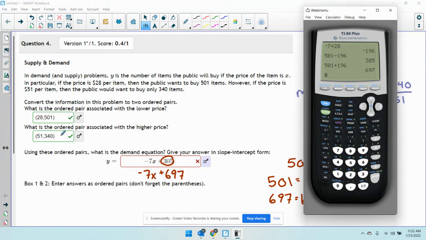Okay, you can use the linear regression procedure. You're just going to plug each of these x, y's into your stat list. So let me clear that out. If you go to stat, edit, clear out everything in there. If I put the x values in here, 28 and 51, and 501 and 340, then stat, calculate linear regression. This is what you would do for a normal linear regression problem, and you'll see that you get y equals ax plus b, where a is negative 7 and b is 697. So you get the same thing by using this method as well.